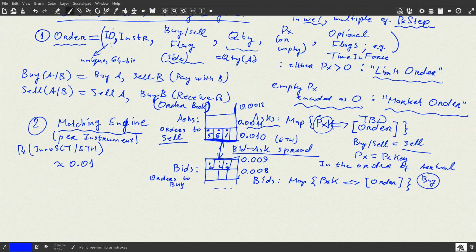I have a question. Do we somehow keep the prices of asks and bids? We keep the map from price to the list of orders, but do we keep the list of prices which are in the map? Good point. This depends on the implementation. Typically, if you use Python and a Python map, then there is a function keys which gives you this list of prices. So somehow from the map you should be able to get it.